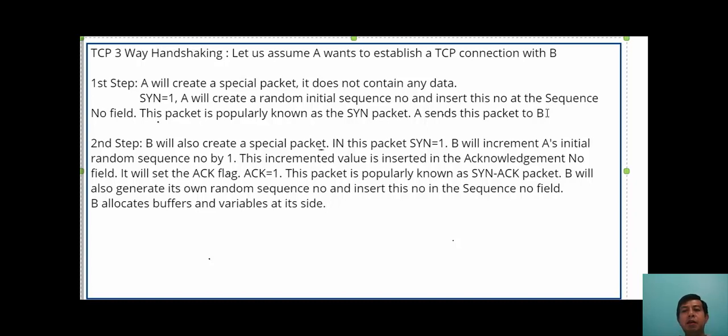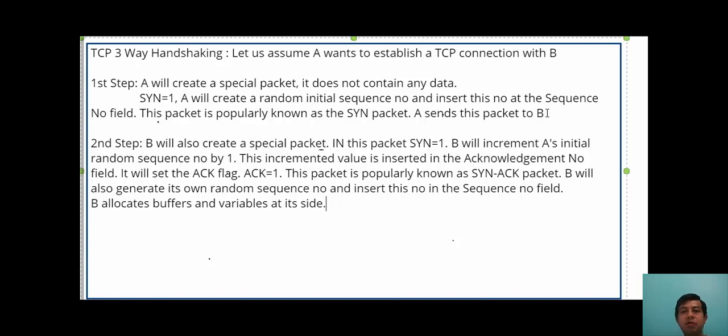It will increment A's sequence number by 1 and insert it into the acknowledgement number field. It will create its own random sequence number and insert it in the sequence number field. It will set the SYN flag and it will set the ACK flag. Apart from that, it will allocate the TCP buffers and variables at its side.